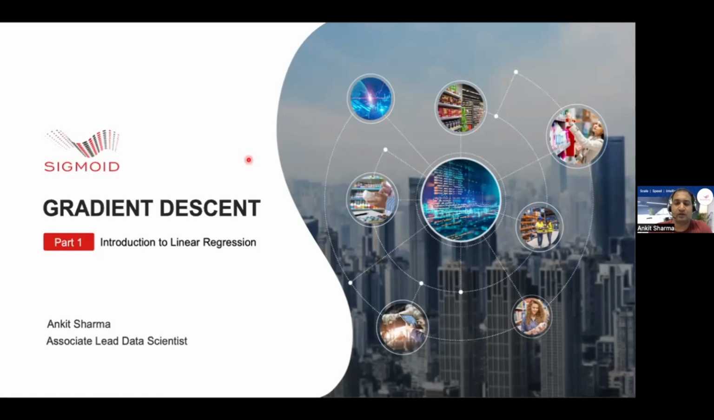Today our topic is gradient descent and we'll discuss more about it. Today we are going to discuss gradient descent with respect to linear regression. Let's go to the next slide and discuss more about it.